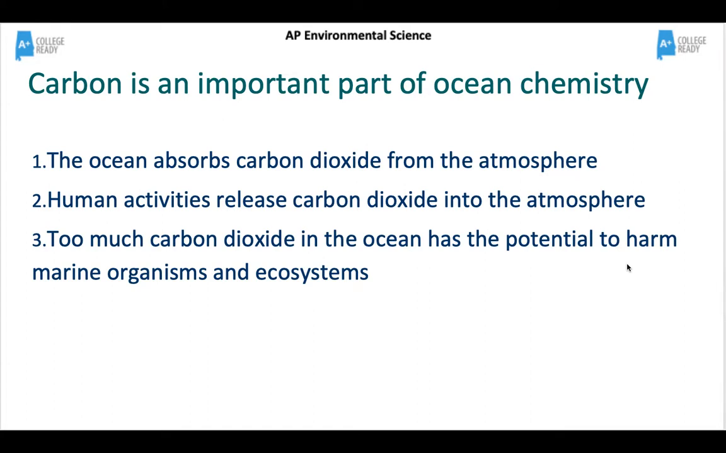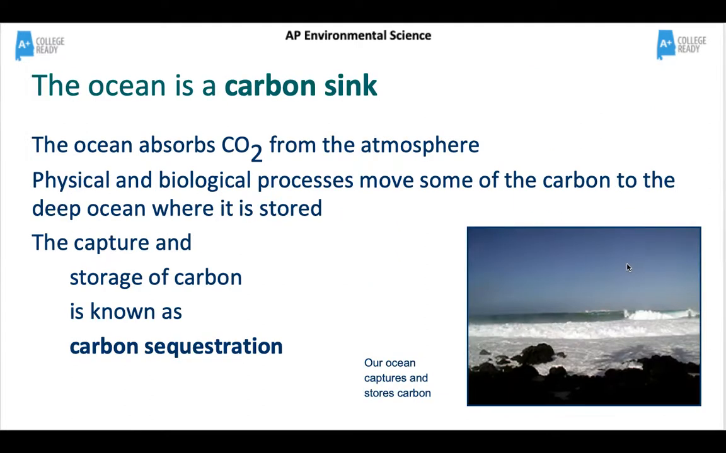So when we talked about this yesterday, we discussed how carbon dioxide in the atmosphere reacts with the water of the ocean and turns into carbonic acid, which can then be really, really detrimental to a multitude of marine life.